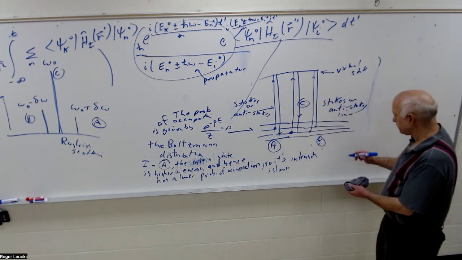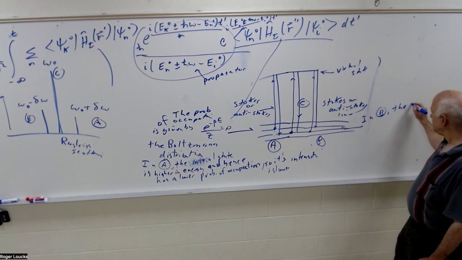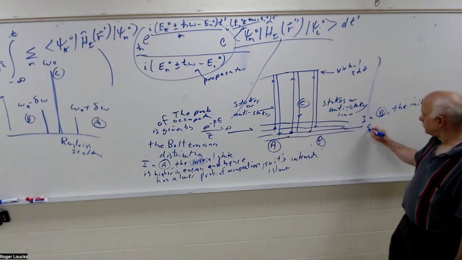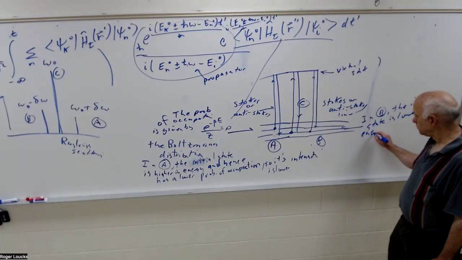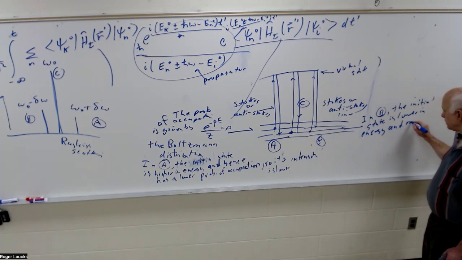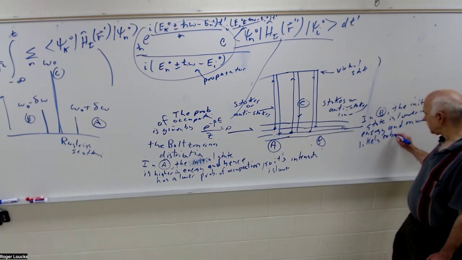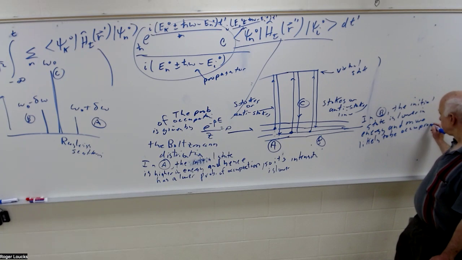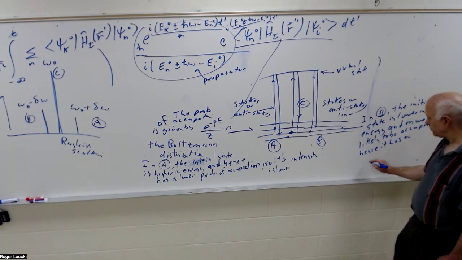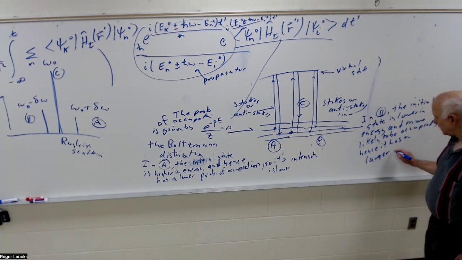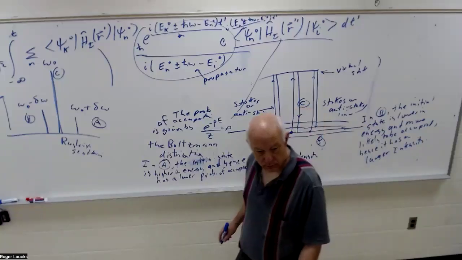What's over here? And in B, the initial state is lower and more likely occupied. Hence the intensity is higher. Does that make sense? Yes.